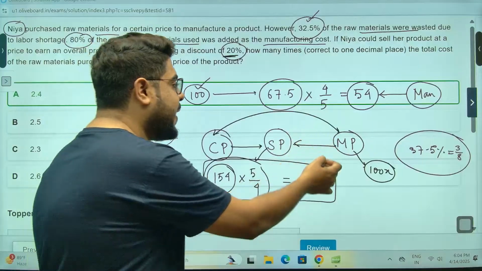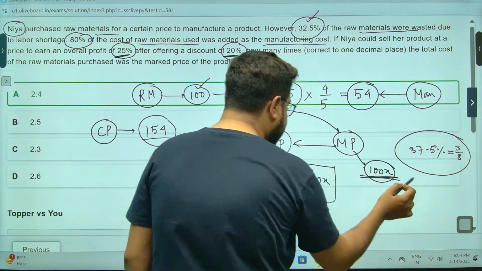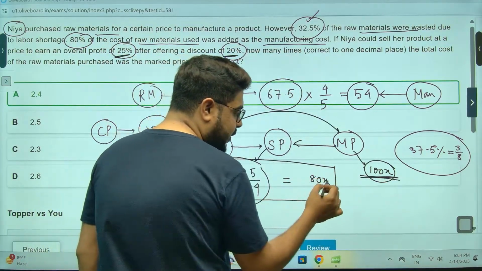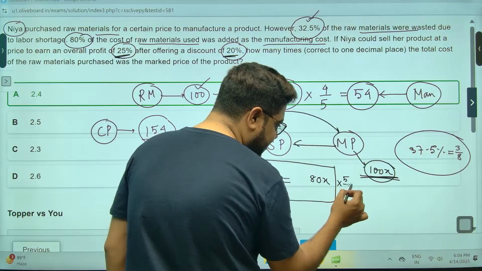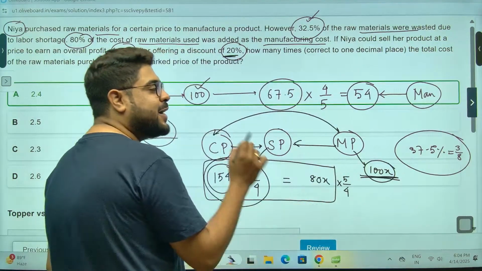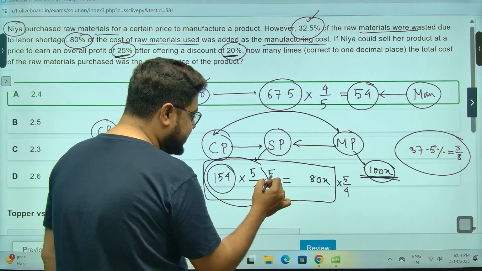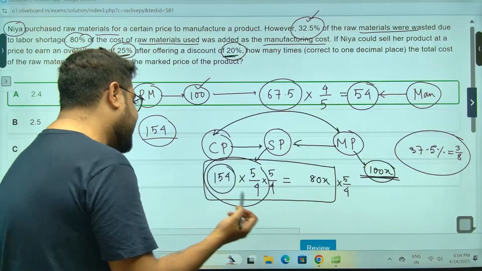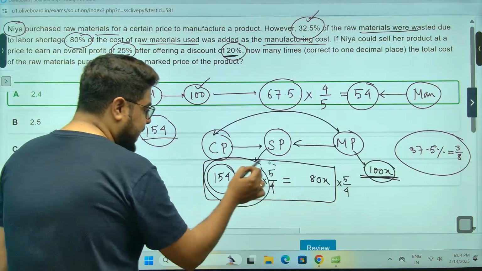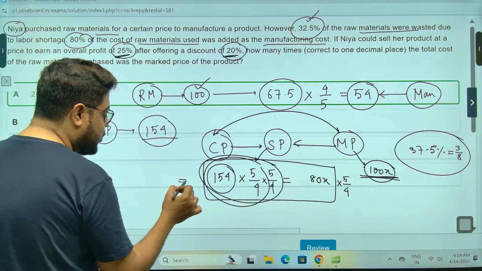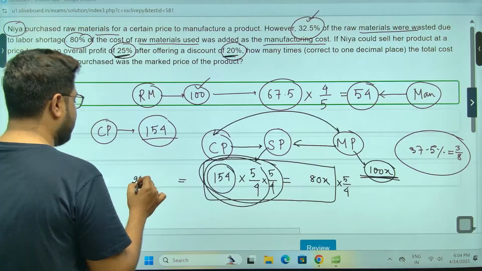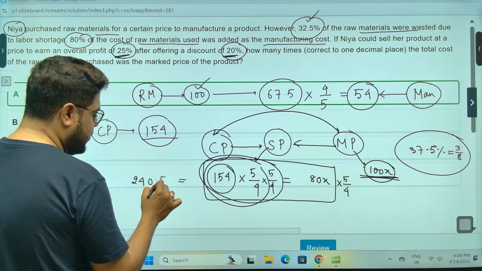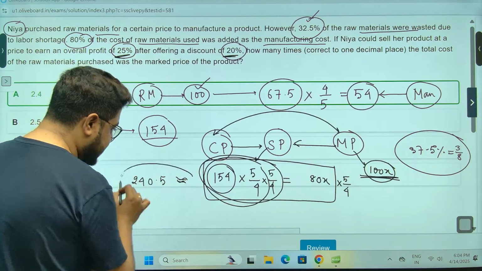From there also, you will find the MP. MP will be what? Sir, for getting MP, you need 5 by 4. 80 times 5 by 4 is 100. So either multiply by 5 by 4. That will give you your answer. So if you do this, it is coming out to be 240.5 almost. Tulsha, please understand.